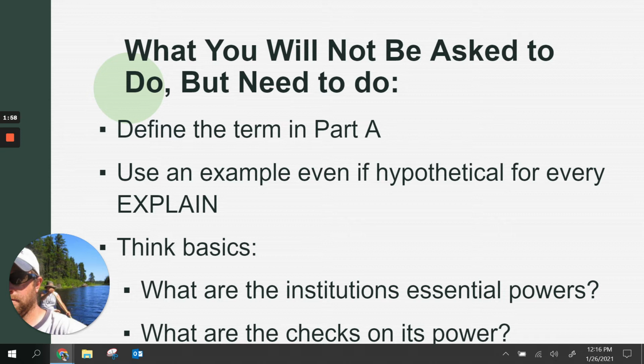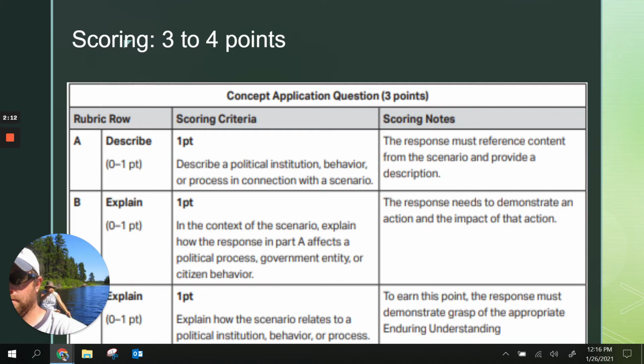And what are the checks on its powers? So if it's asking about Congress, know what powers the presidency and the Supreme Court have over Congress. Knowing your checks and balances, having that memorized, helps you with this particular FRQ a lot. Okay, so the scoring, it's going to be 3 to 4 points. More likely that it'll be 3 points. But remember, even though it's less points than the argument essay, it is worth the same as the argument essay.